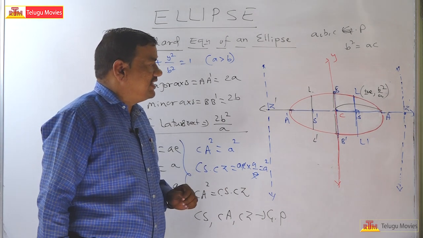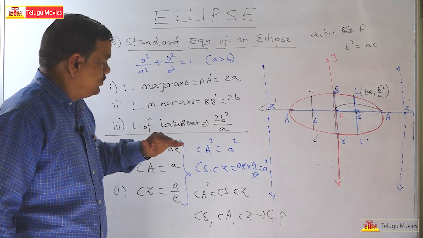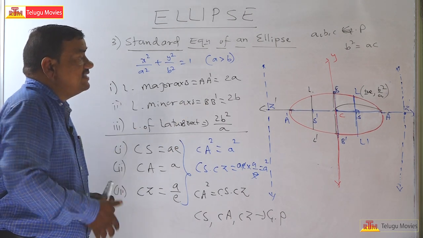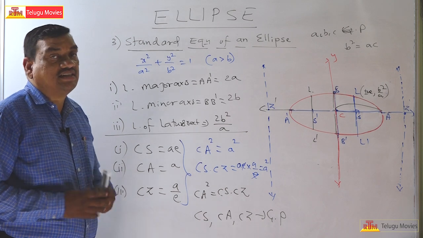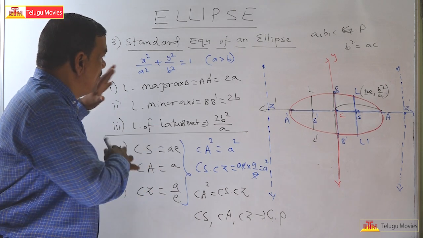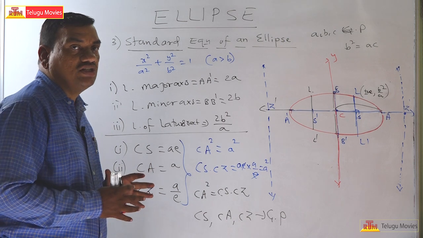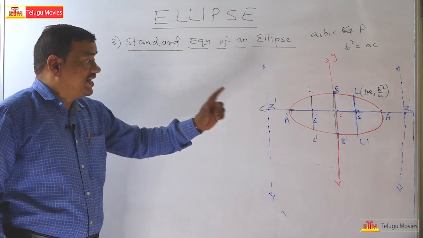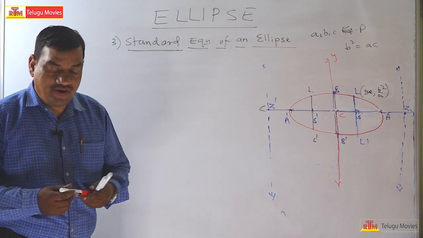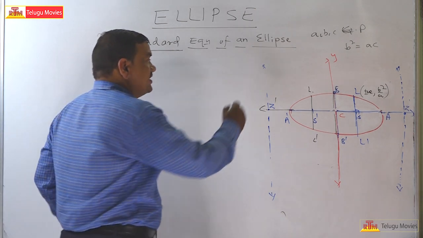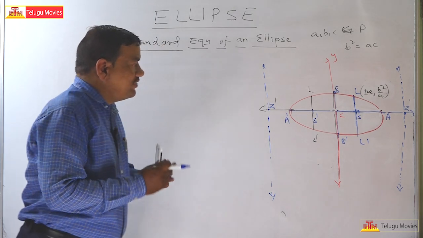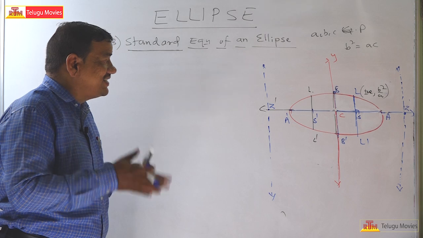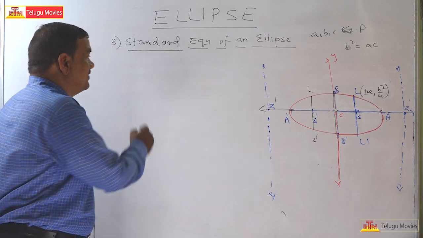So here we have seen that the major axis we have taken as the x-axis. If the major axis is taken as the y-axis, then what are the vertices, what are the equations, all those things we are going to see. Before going to the next topic, I have missed two very important concepts. I have taken all the distances from the center C. Now what is the distance between the foci?